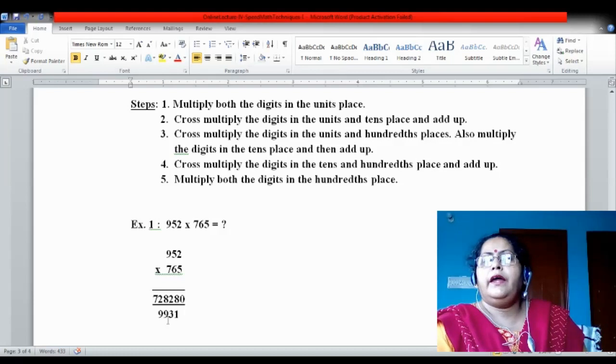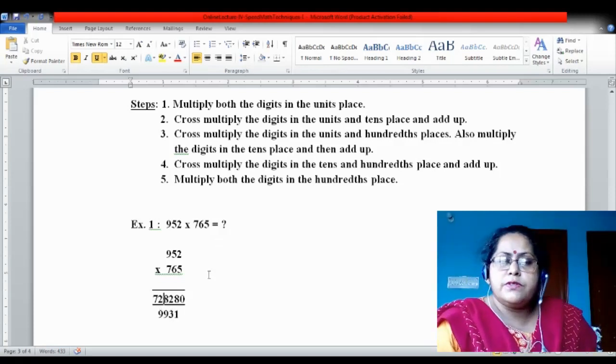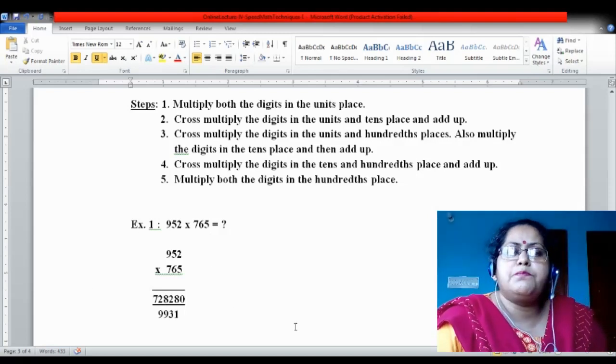89 plus 9, so it is now 98. Yes, right. So here 8 we keep, and 9 we keep here for carrying forward. And now the last step, multiply both the digits in the hundreds place. So 63 and 9 is 72. So your total answer is 728280. You can check with a calculator or with a traditional method. This is going to be your answer.